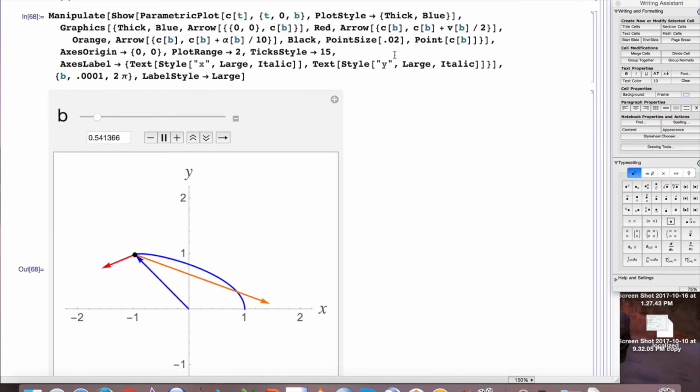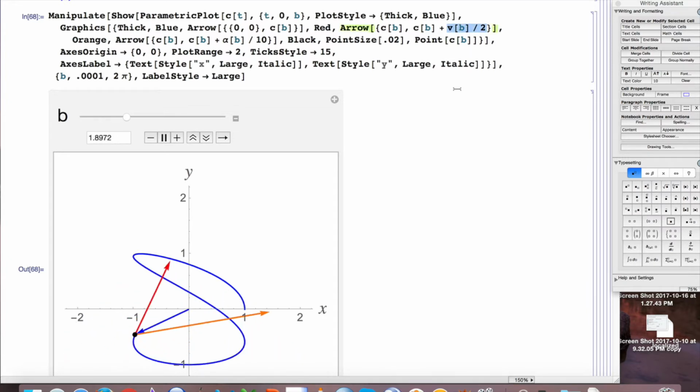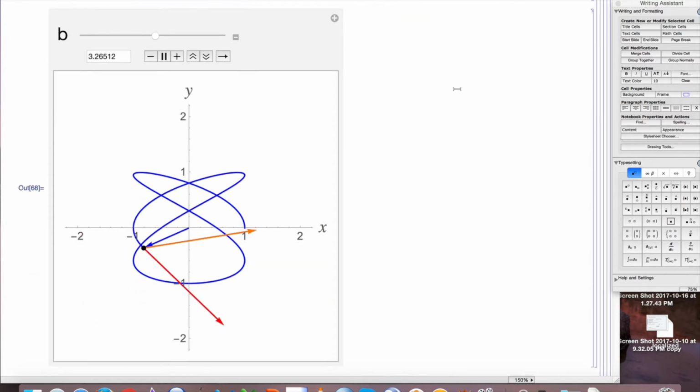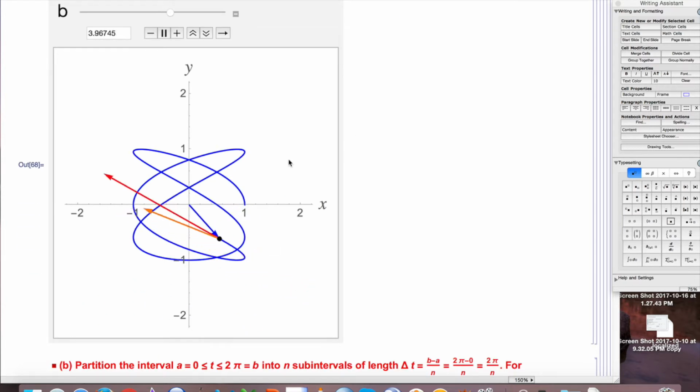Actually, I'm lying a little bit. It's not quite the velocity vector. It's half as long. If I did the velocity vector itself, it would be too long. It's always pointing tangent to the curve. At any moment in time, it's pointing in the direction of motion at that instant in time. If you're in the car, it's the direction you're looking at that moment in time.